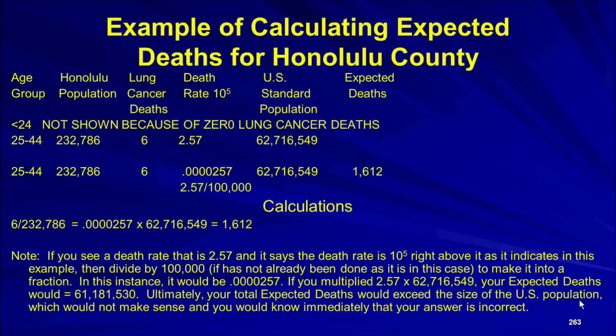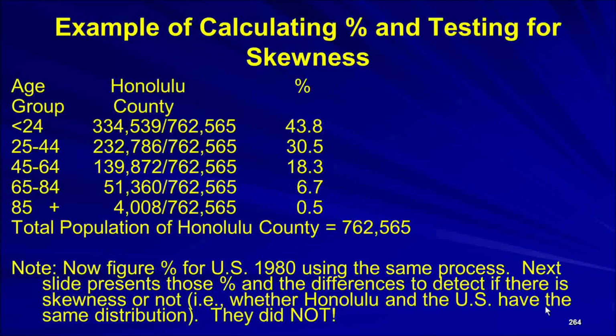It couldn't happen that way, which would not make sense, and you would know immediately that your answer is incorrect. So you've got to look up here, is what I'm telling you. And if it says it's to the 10th and it's fractionated like this, you don't need to worry about it. If it's reported like this, you need to divide by 1,000 to make certain it is a fraction. Otherwise, you're going to come up with something problematic like what I've explained in the note. Okay? Next.